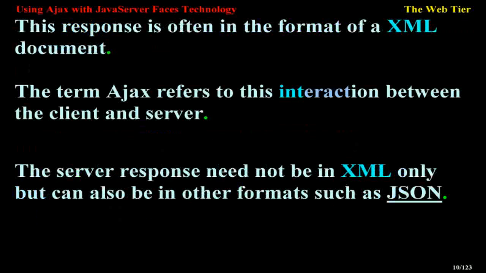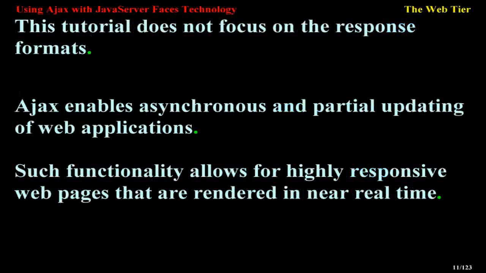This response is often in the format of an XML document. The term Ajax refers to this interaction between the client and server. The server response need not be in XML only but can also be in other formats such as JSON. This tutorial does not focus on the response formats. Ajax enables asynchronous and partial updating of web applications. Such functionality allows for highly responsive web pages that are rendered in near real time.